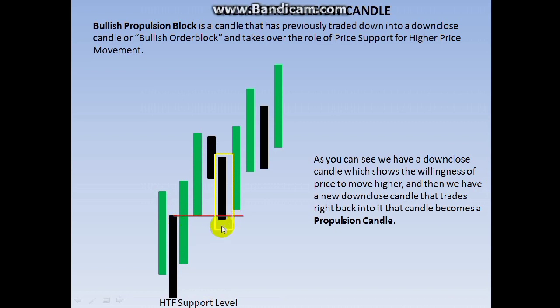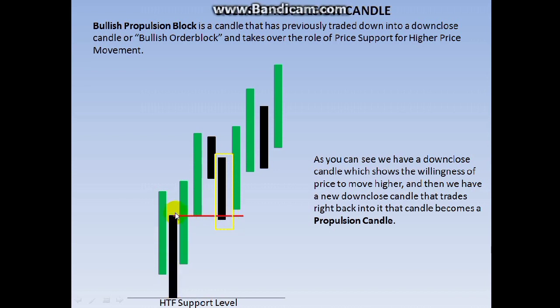Okay, so now the proportion candle is our proportion candle. Remember the definition says it's a candle that trades back into a previous down close candle or a bullish order block. In particular, a bullish proportion candle has to be a down close candle that trades back into a previous bullish order block.